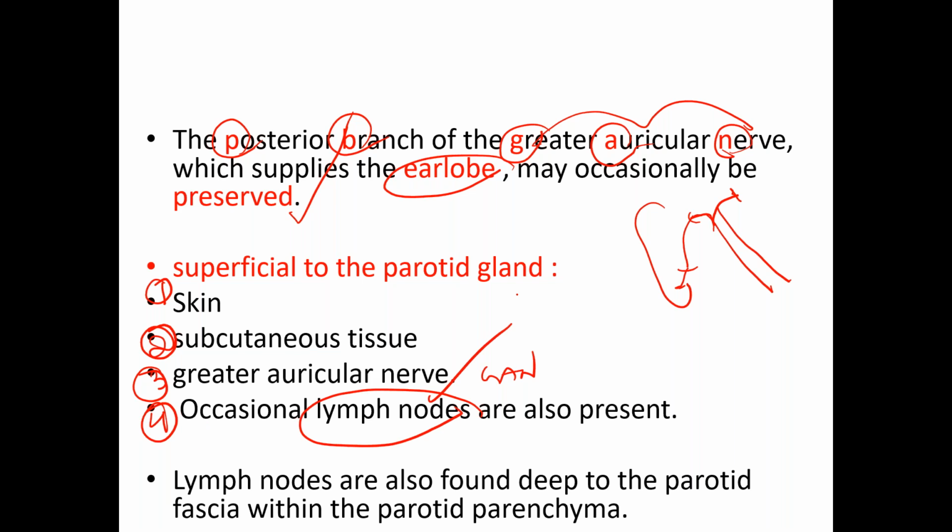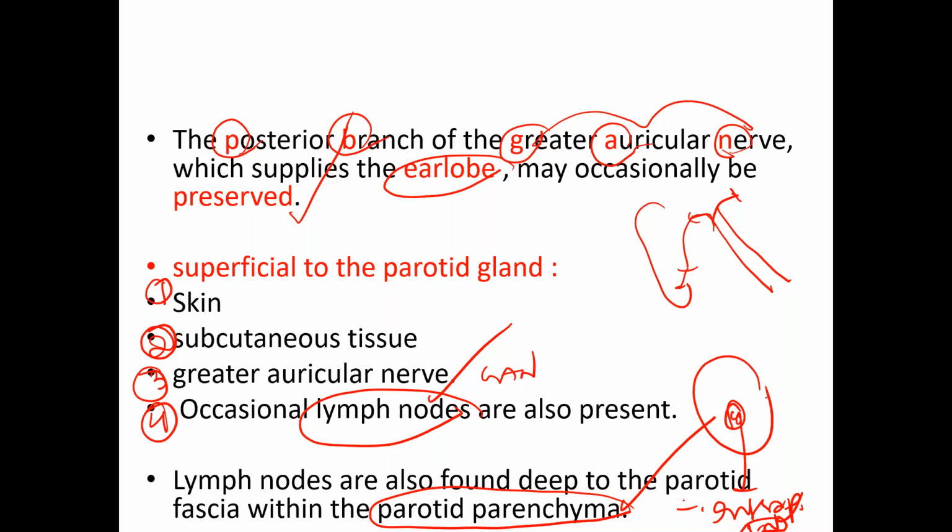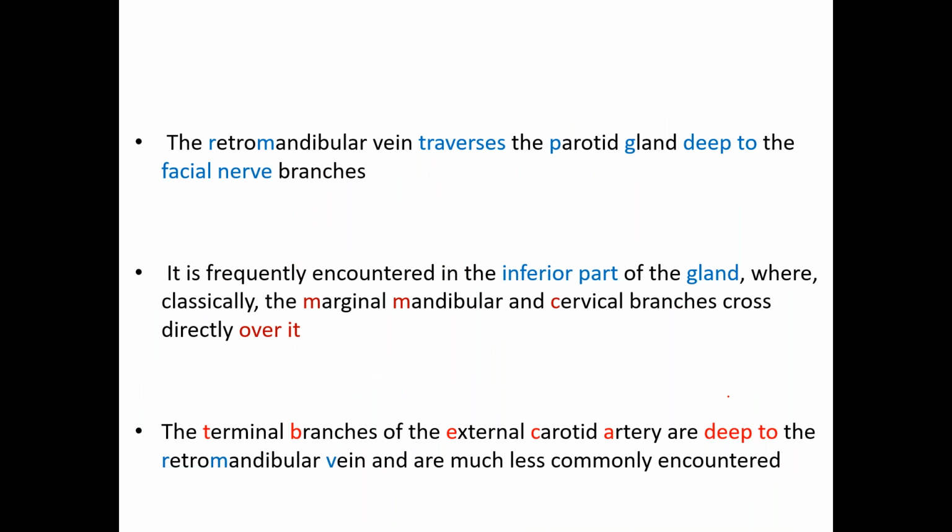Occasional lymph nodes might be present. Lymph nodes are found deep to the parotid fascia within the parotid parenchyma, and they are called intraparotid lymph nodes. Can you palpate them? You may not be able to palpate them because they are tightly fit within the deep cervical fascia. If the parotid gland is a person, the deep cervical fascia is like a bunion. So you cannot palpate the lymph nodes within the intraparotid region.